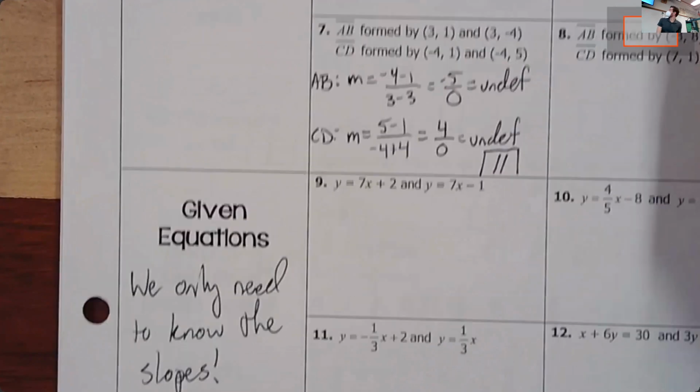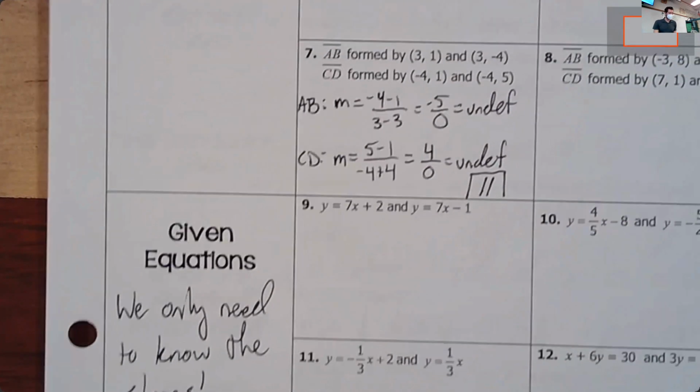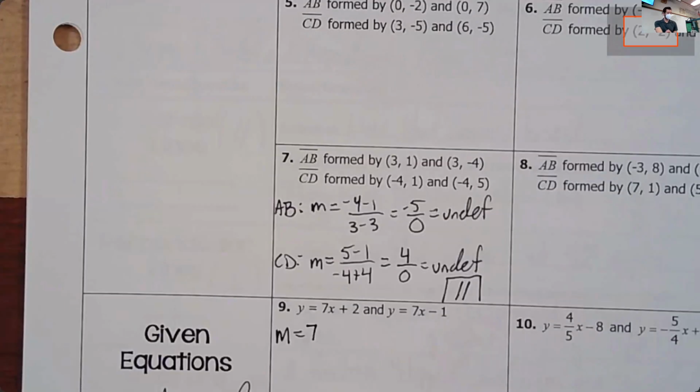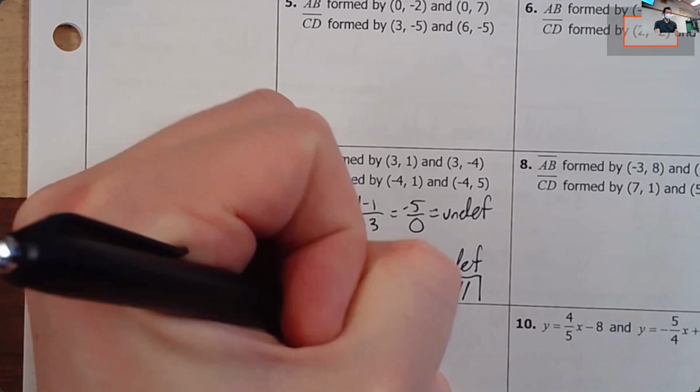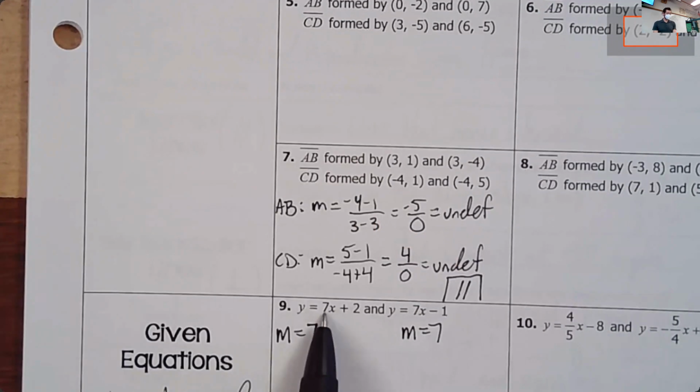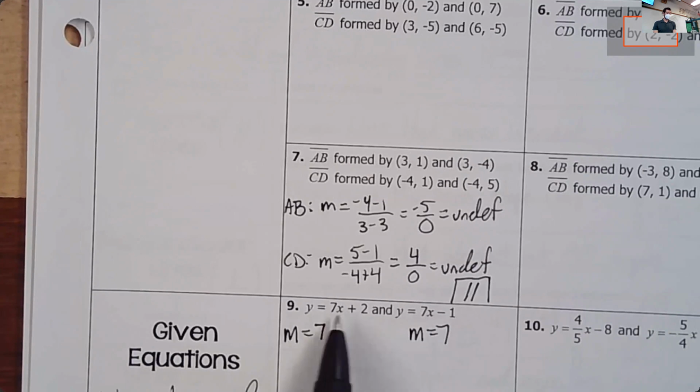So problem number 9, what's the slope of the first line? Y equals 7x plus 2. What's the slope of that line right there? 7. Yeah, so m equals 7. What about the second line? What's the slope of that one? 7. Yeah, m equals 7. Remember, in slope intercept form, the slope is the number next to x. So 7, 7. Are those parallel, perpendicular, or neither?